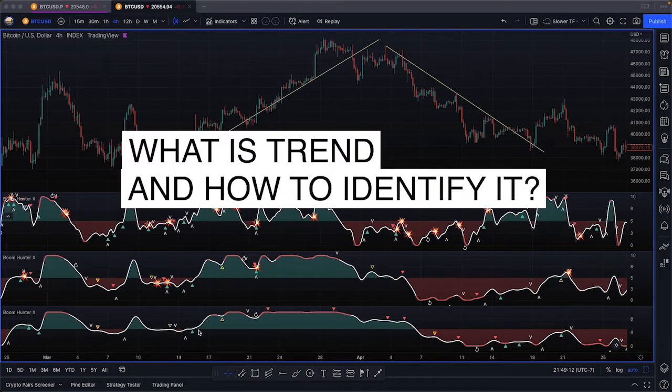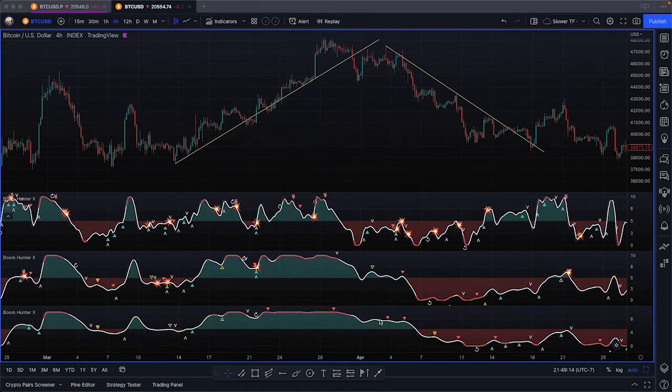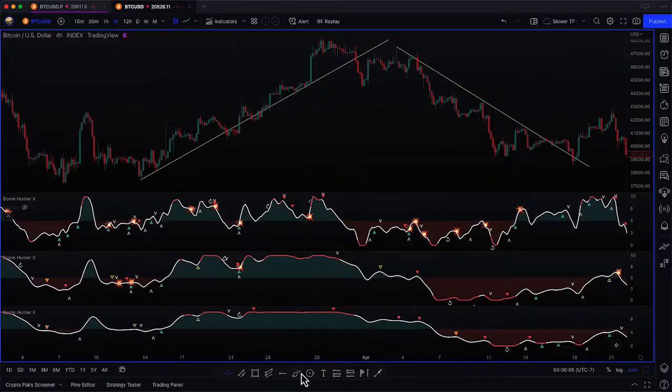For Boom Hunter users, it's very simple. It's an uptrend when it's a teal color, and it's a downtrend when it's red color. Joking aside, it is that simple, but there is more to it than just that.